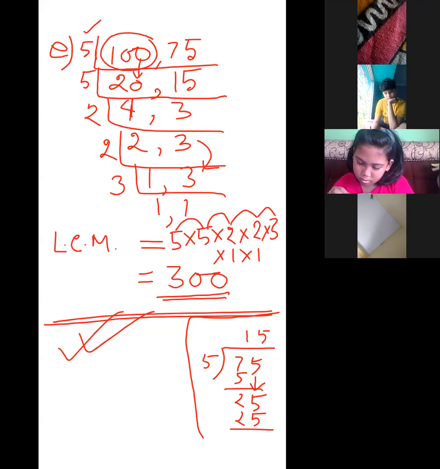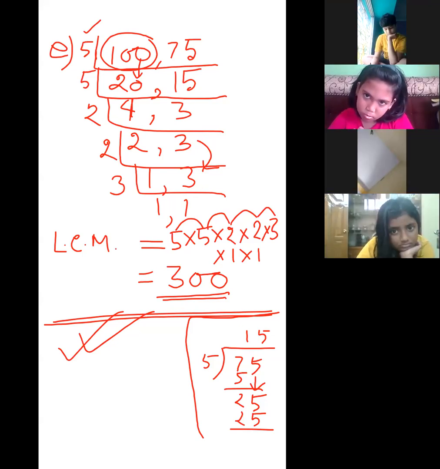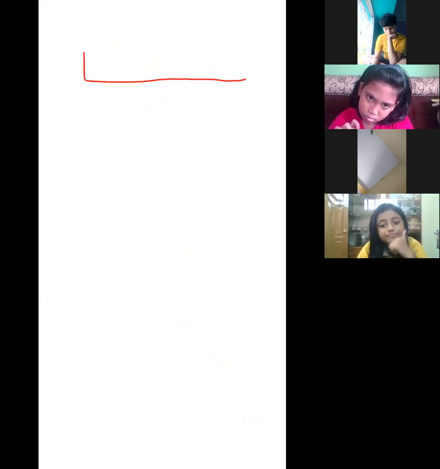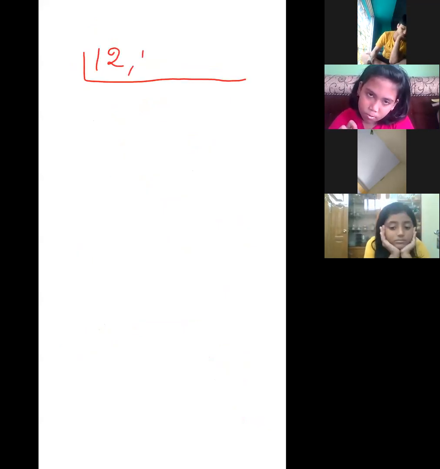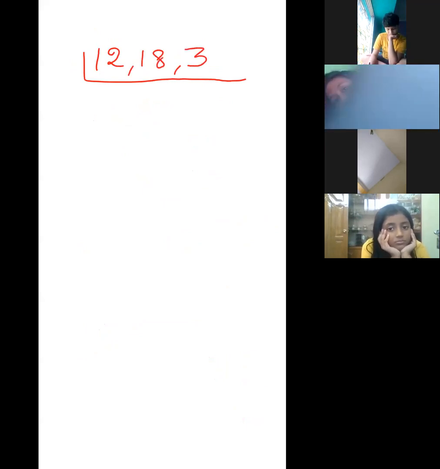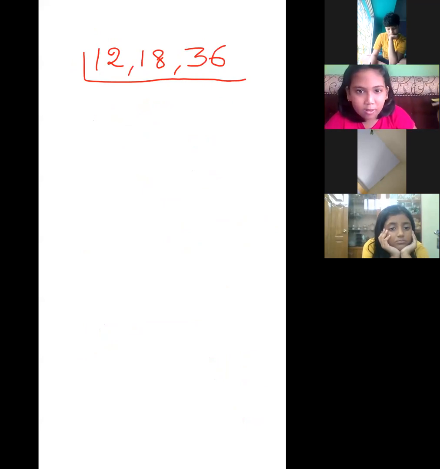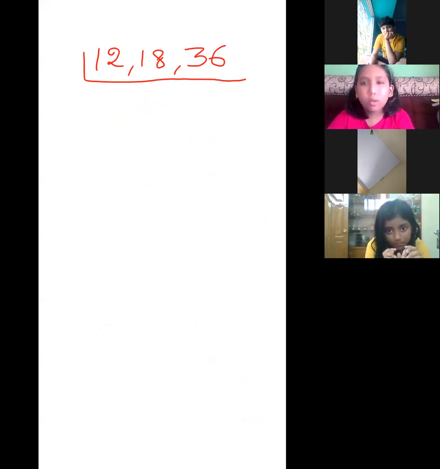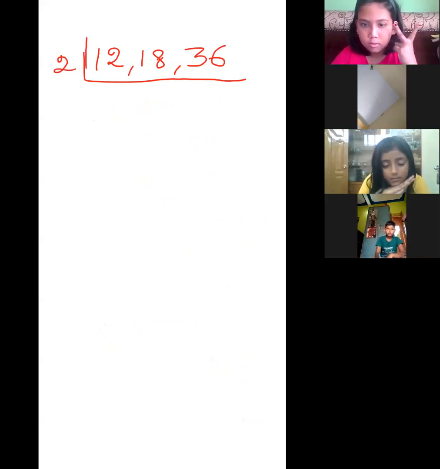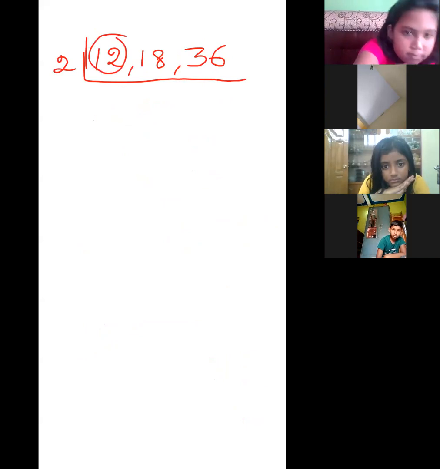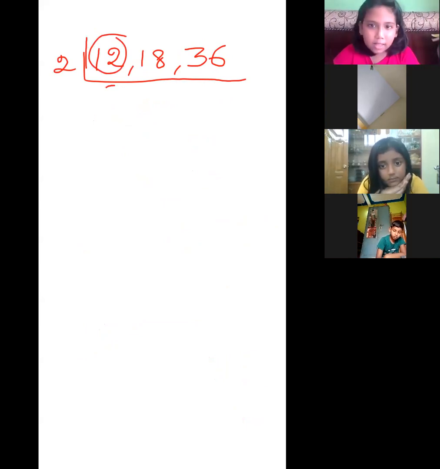Now let me do the next one, by taking three numbers. 12, 18 and 36. All are even numbers, no? 12 even number, 36 even number, 18 even number. So which number will we take, Sharanya? 2. Prime number 2 we can take. If we divide 12 by 2, then what will be the result? 6 2s are 12, no? So it will be 6.